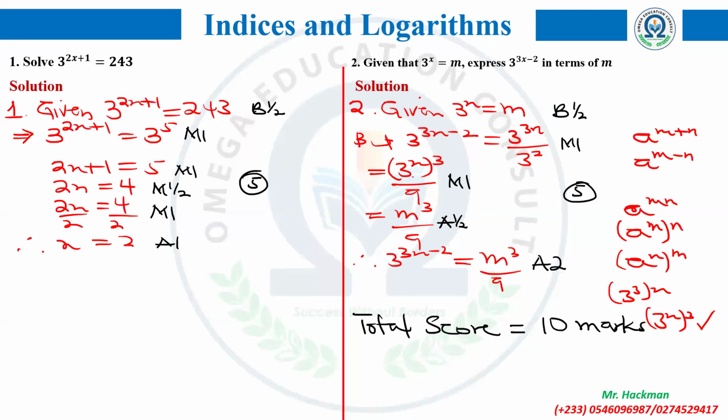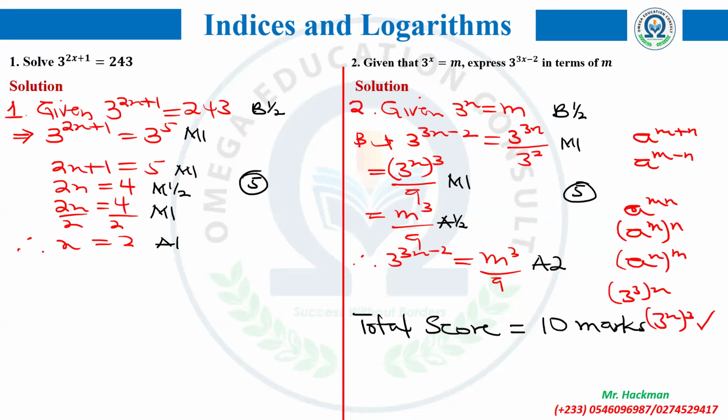So this now will be equal to 3 to the power x, all cubed, over, we know that 3 squared is 9. At this point, the question gave us what? 3 to the power x, and 3 to the power x we know is m. So it means I'm going to get m cubed over 9, because the whole of this is m. At this point, I come and draw my conclusion. Therefore, 3 to the power 3x minus 2 is equal to m cubed over 9. The total score for the class assignment is supposed to be 10 marks.